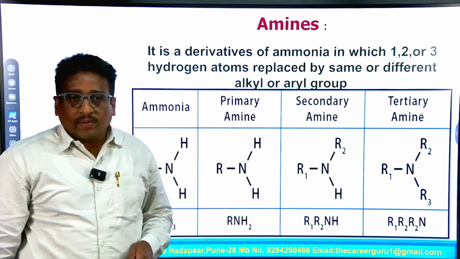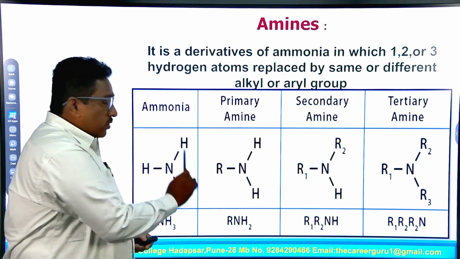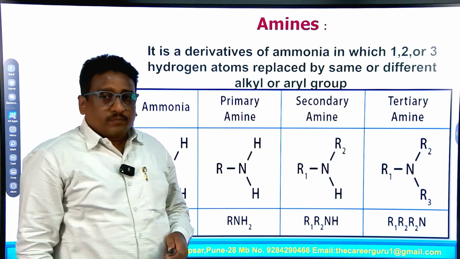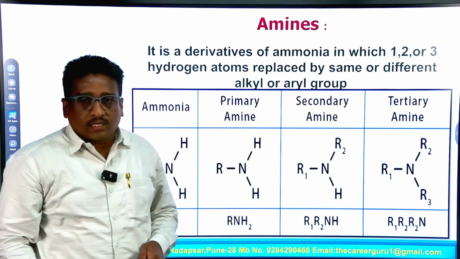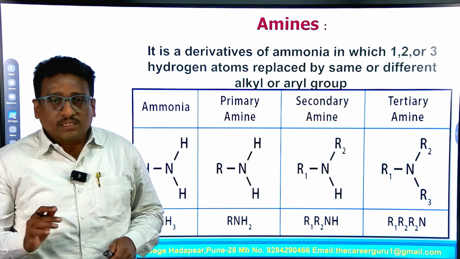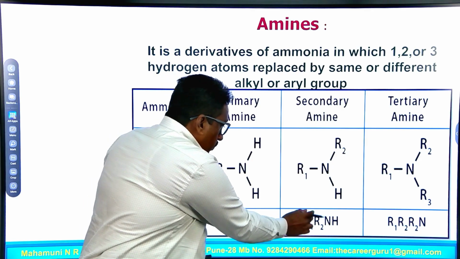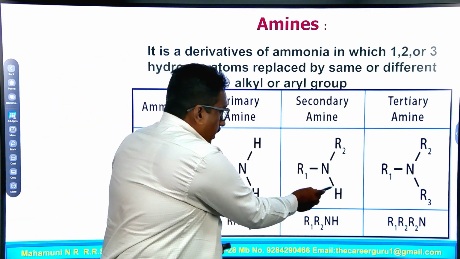In secondary amine, 2 hydrogen atoms of ammonia are replaced by 2 same or different alkyl or aryl groups, which is called secondary amine, and the general formula is R1R2NH and the functional group of secondary amine is NH.